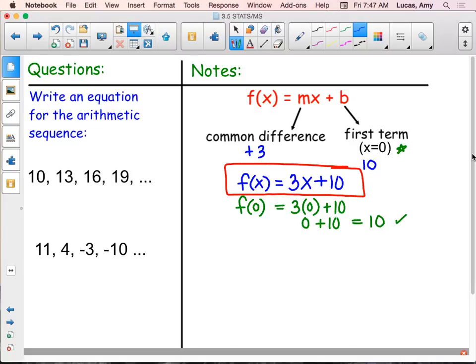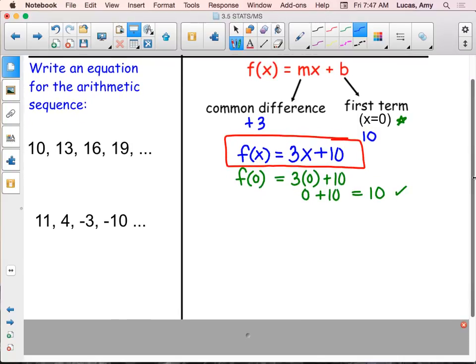The next one, same thing. Common difference. First term.